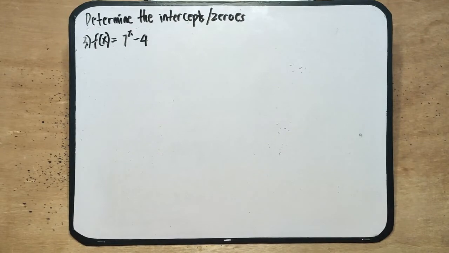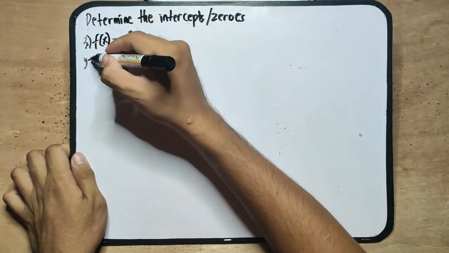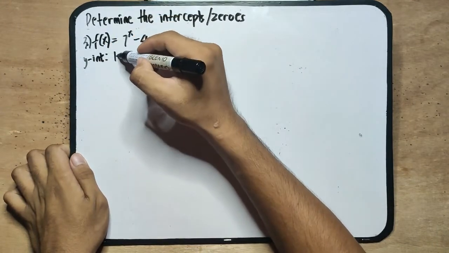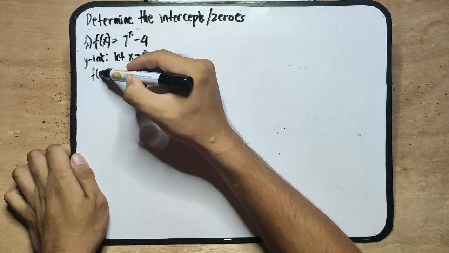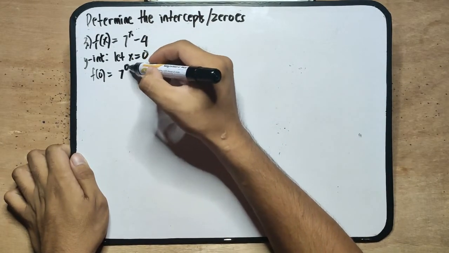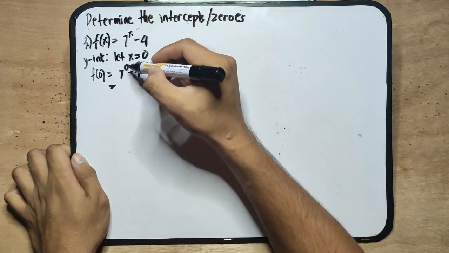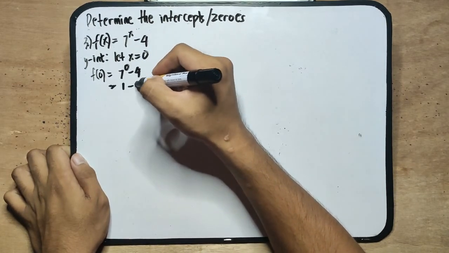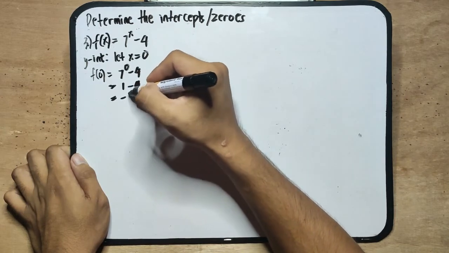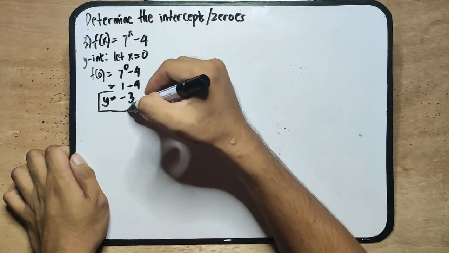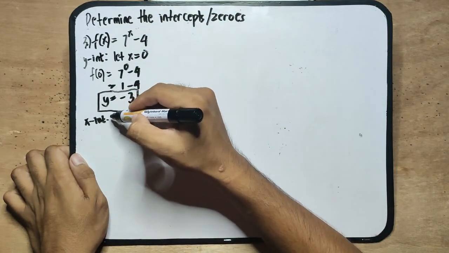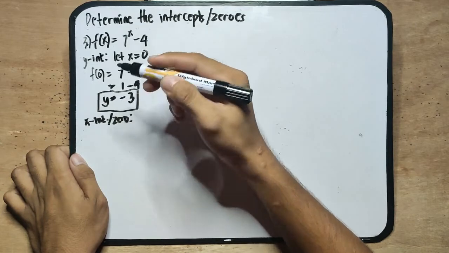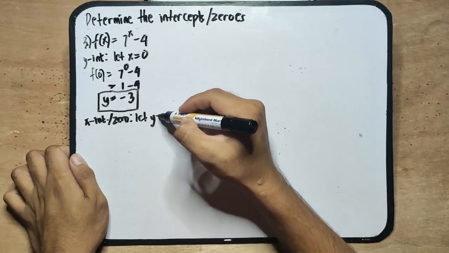For the third item, f of x is equal to 7 raised to x minus 4. So to obtain the y-intercept, we let x be equal to 0. So substituting 0 here, we have f of 0 is equal to 7 raised to 0 minus 4. Any number raised to 0 is 1. So 1 minus 4 is equal to negative 3. So this is our y-intercept.